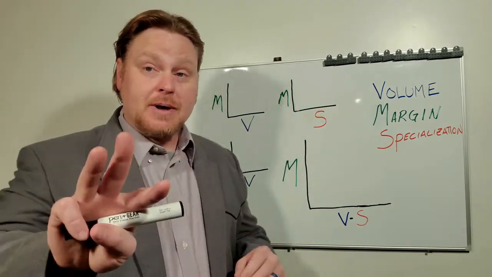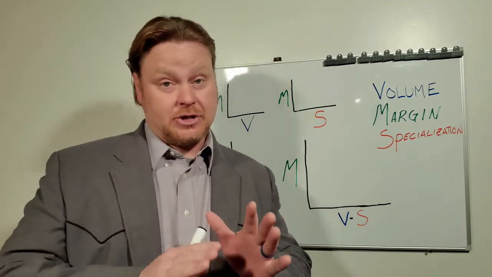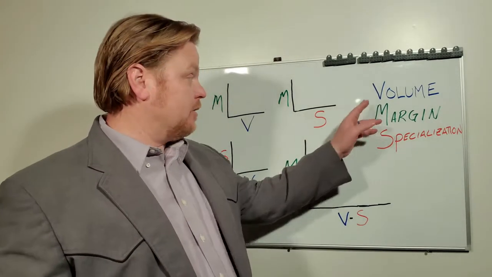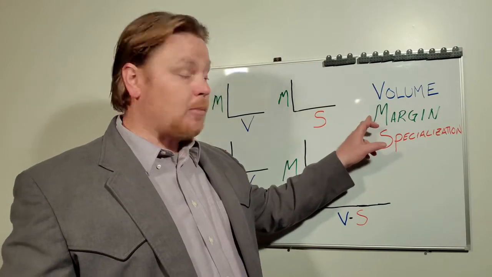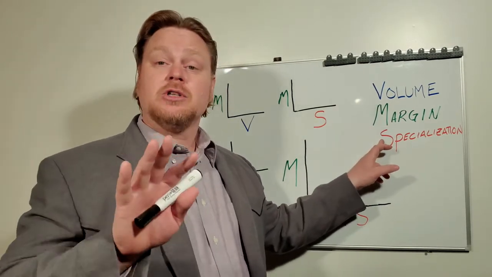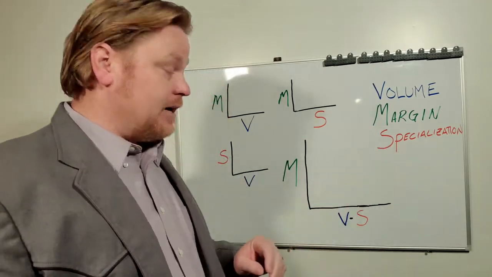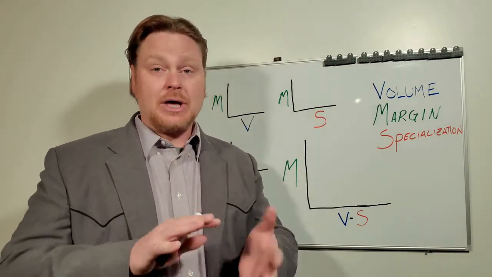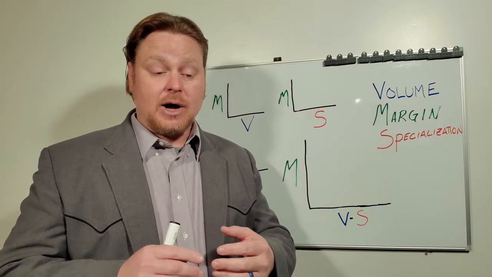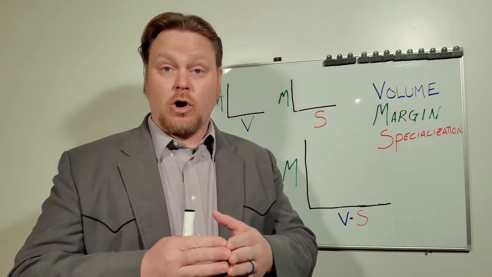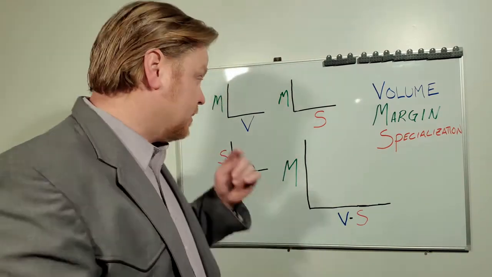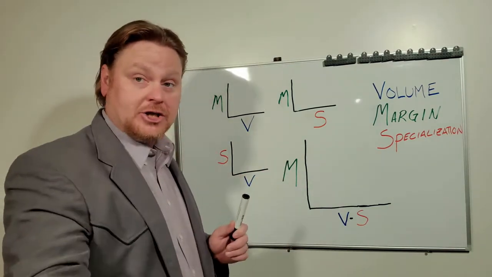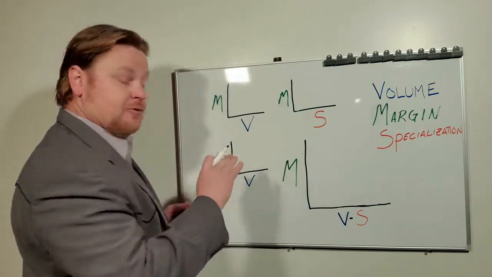And there's only 3 metrics to get you there, and that's really the secret that I want to explain to you right now. The 3 metrics I'm talking about: volume, margin, and what I like to call specialization. Okay, so what I want to do is take these 3 metrics and just show you here how they interact with each other and how we can find that sweet spot where our business is everything we want it to be.